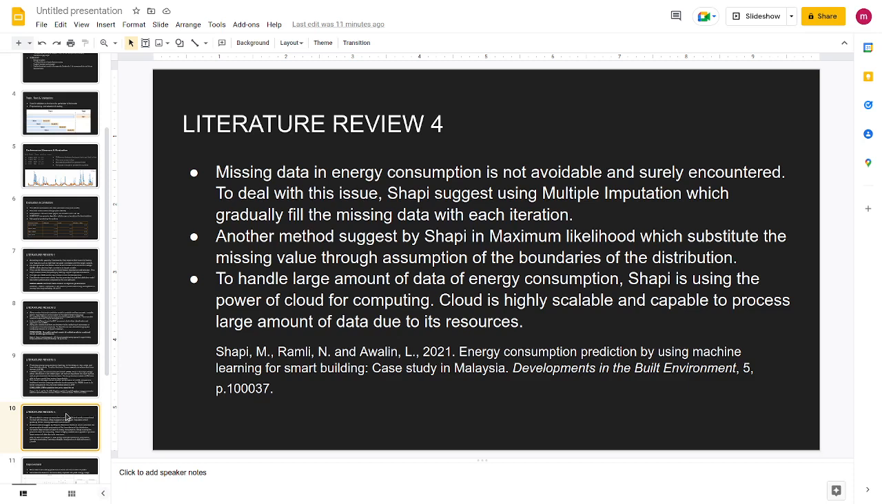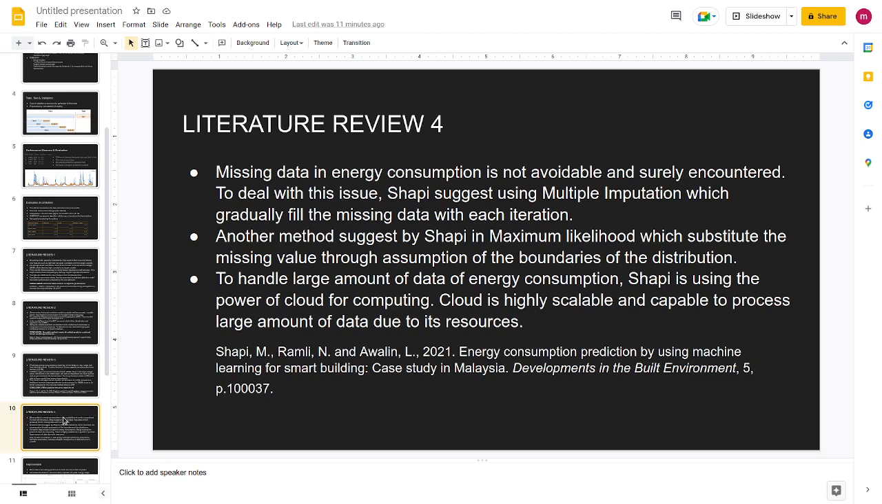And literature 4 talks about how missing data in energy consumption is not avoidable and is surely encountered. To deal with this, Shapey suggests using multiple imputation, which gradually fills the missing data with each iteration. Another method suggested by Shapey is maximum likelihood, which substitutes the missing value through assumption of the boundaries of the distribution. And then to handle the large amount of energy consumption data, Shapey uses the power of cloud computing.